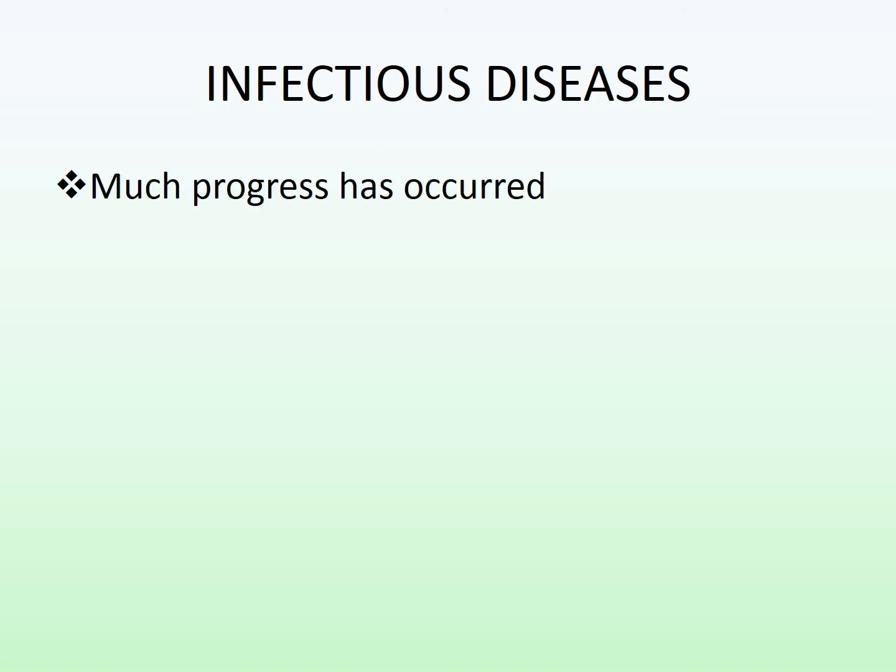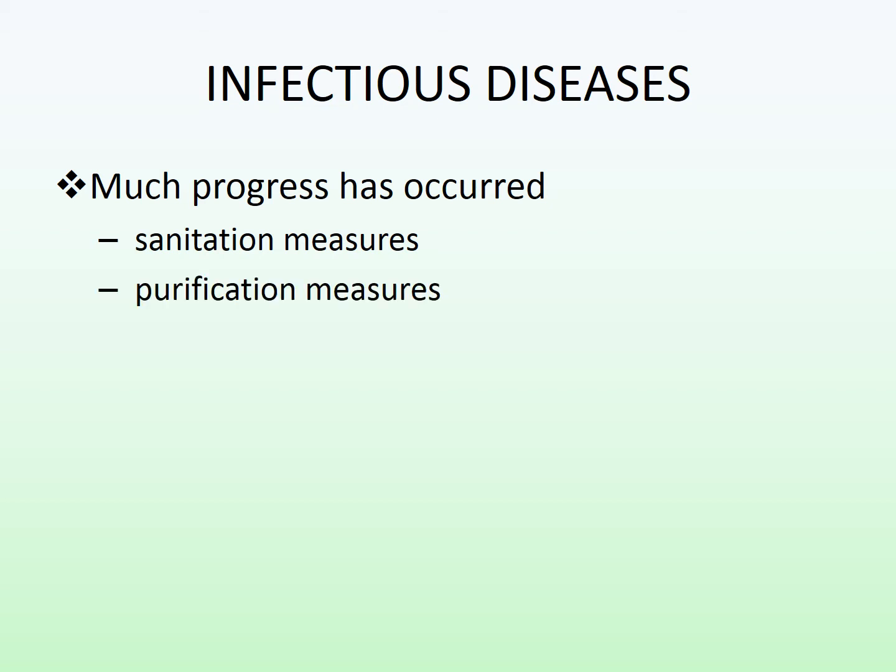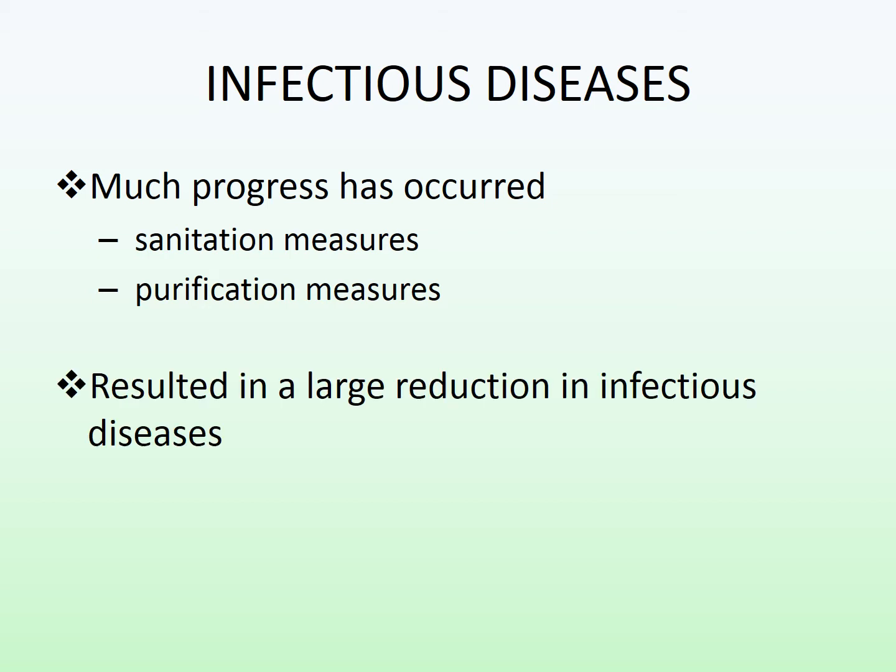Since the beginning of the progressive period in the 1880s, much progress has occurred. And this has occurred because of two factors. First, we have been able to take sanitation measures in our water supplies. When we dump human waste back in the waters, it's treated first. And then we have been able to purify the water we take out of rivers prior to passing it out to the public. These two measures have really resulted in a large reduction in infectious diseases.